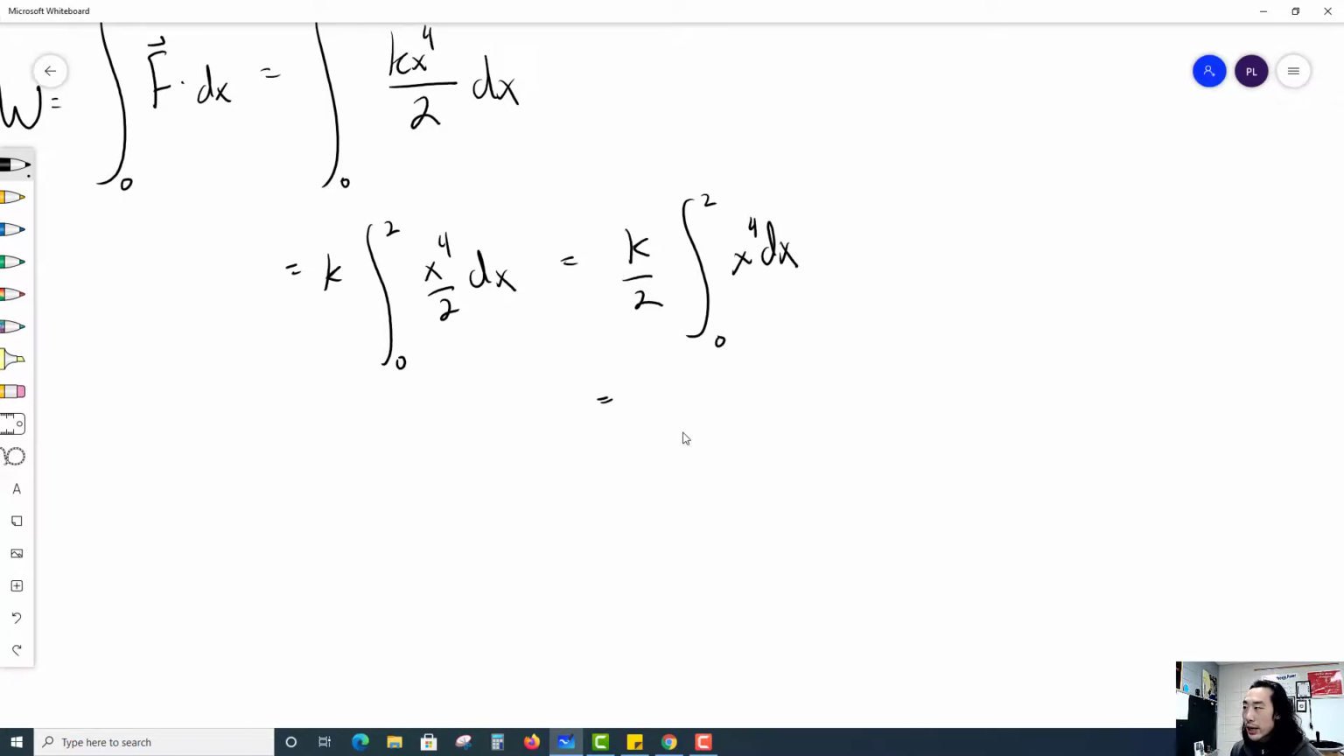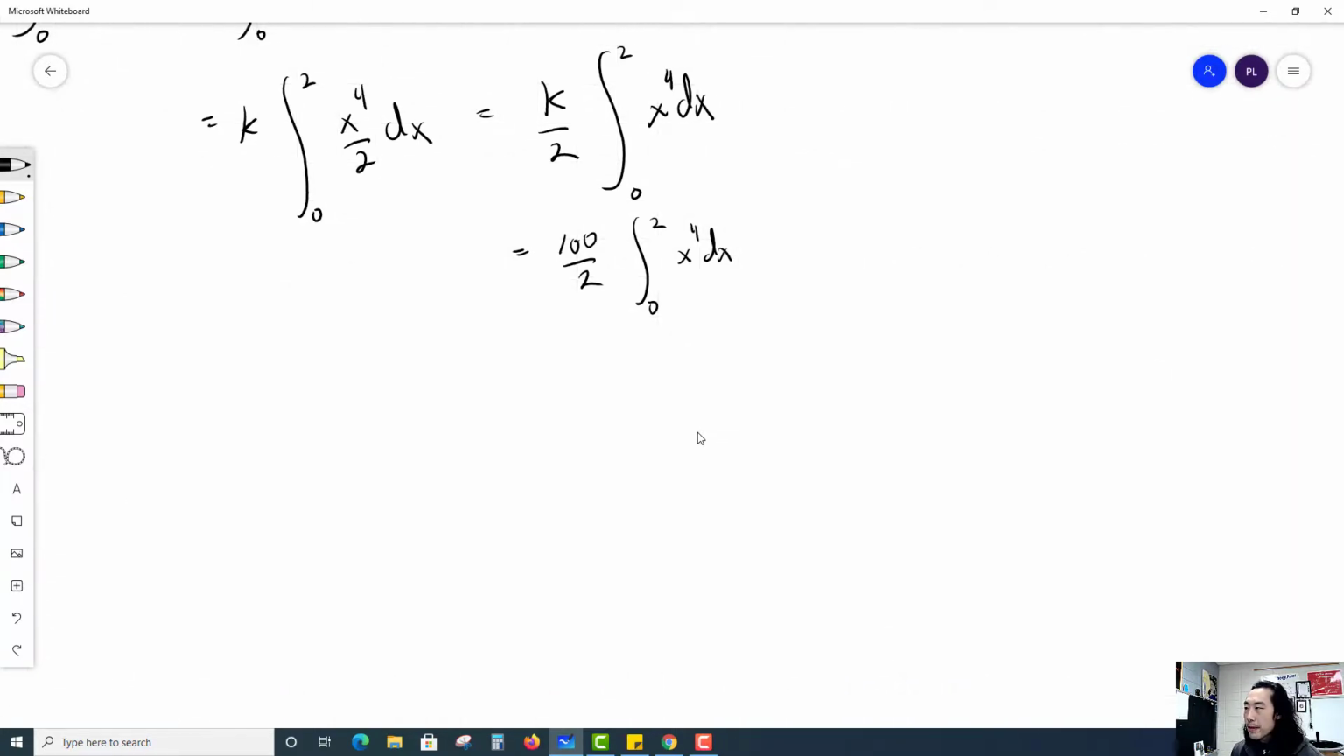All right, so we said that k was 100, so 100 divided by 2 from 0 to 2, x to the fourth dx, and at this point I have to use my integral rules. We get 100 divided by 2, which is 50, and let's integrate x to the fourth. We add 1 to the exponent, so 5, divided by that newly found exponent. So x to the fifth divided by 5, evaluated from 0 to 2. So we get 50 times 2 to the power of 5 divided by 5 minus 0 to the 5 divided by 5.